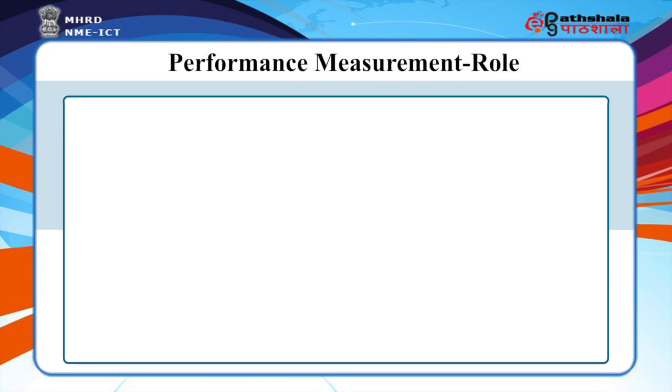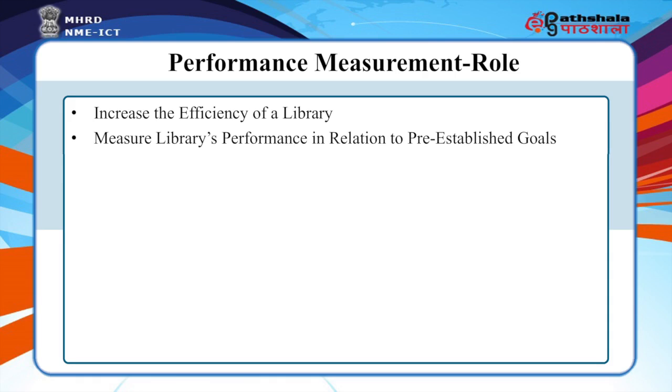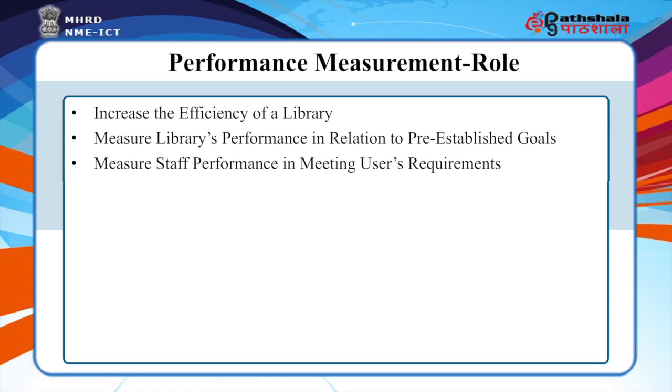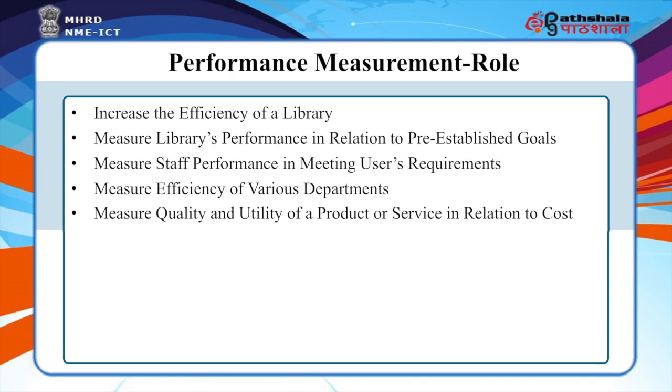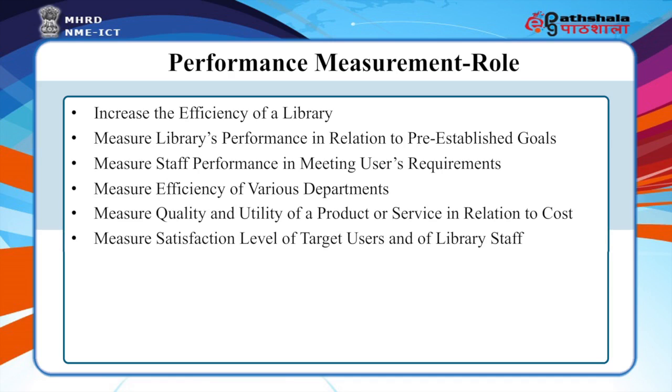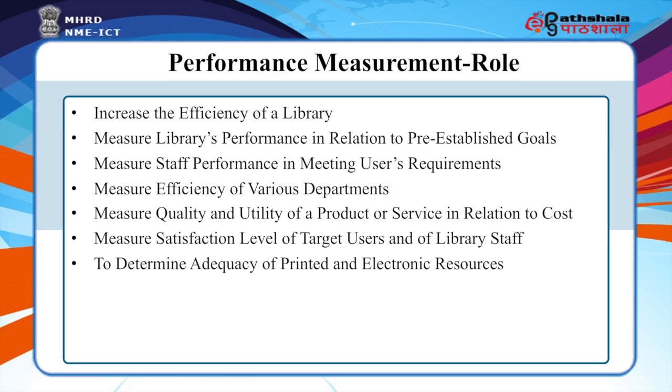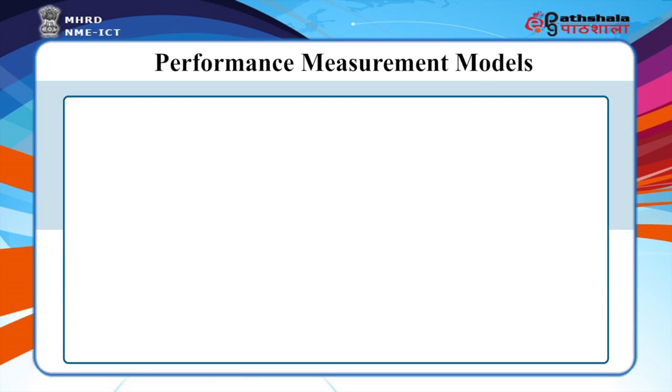The role of performance measurement is to increase the efficiency of the library, measure the library's performance in relation to pre-established goals, measure staff performance in meeting users' requirements, measure efficiency of various departments, and measure quality and utility of a product or service in relation to its cost, measure satisfaction level of target users of the library as well as of the staff, and determine adequacy of printed and electronic resources. There are several models available for measuring the effectiveness of a library.